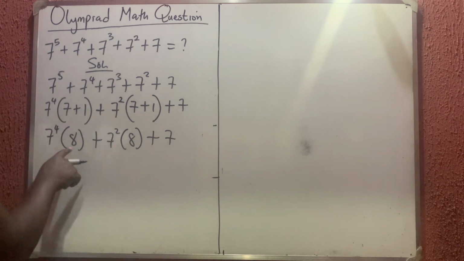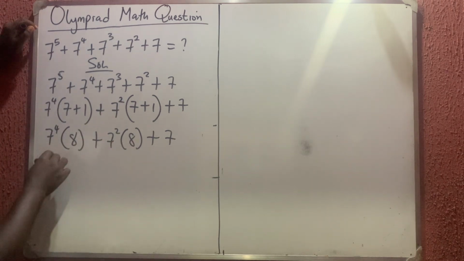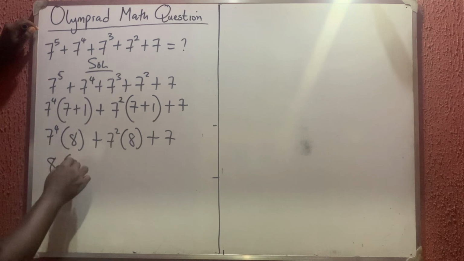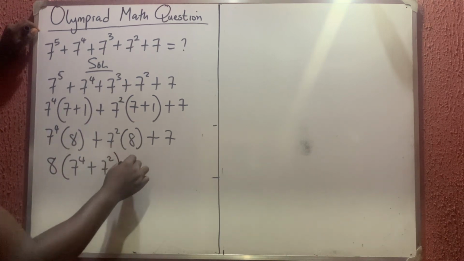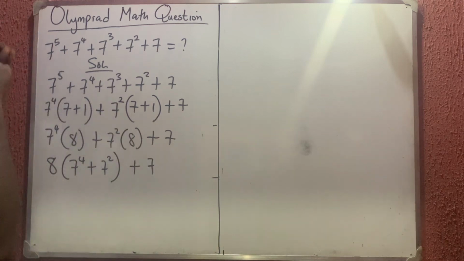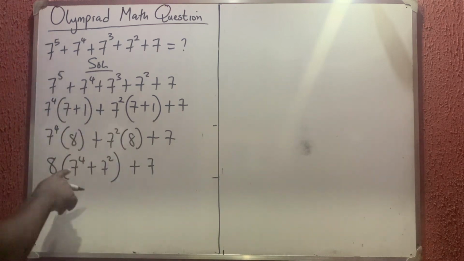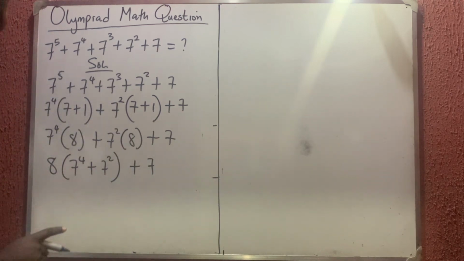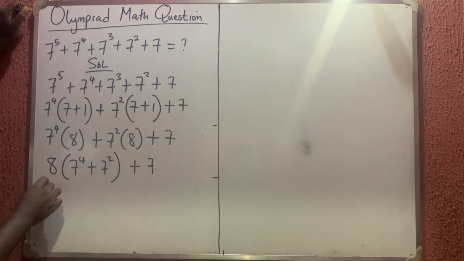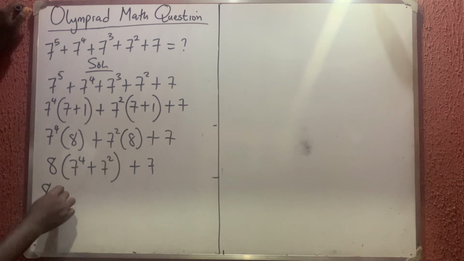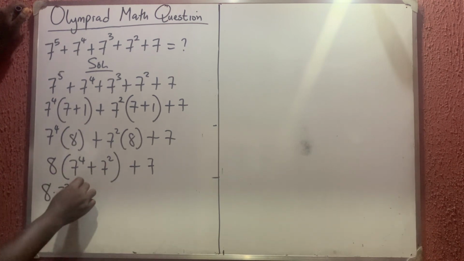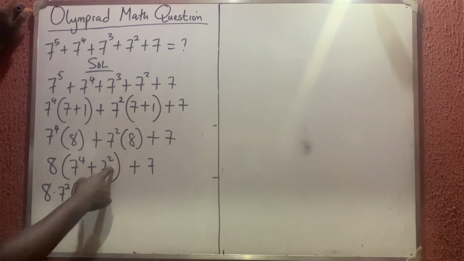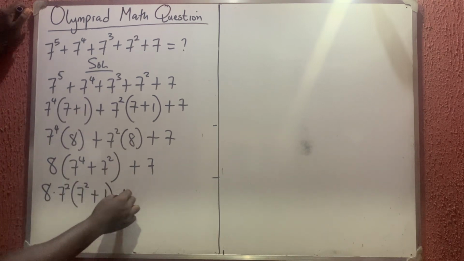Now, these have something in common. They have 8 in common. So I'm going to have 8 in bracket of 7 raised to power 4 plus 7 raised to power 2, right? Then plus 7, okay? So now, if you look at these two, they still have something in common. I can decide to break it down to have 8 here, dot 7 raised to power 2 outside. So I'm going to have this divided by this to give you 7 raised to power 2 plus this divided by itself, I'm having 1, okay, plus 7.